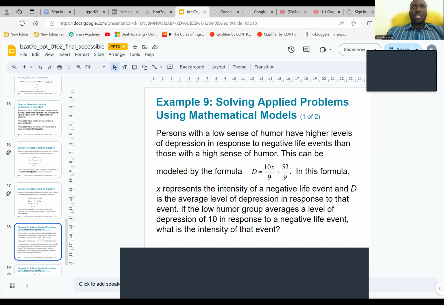And we are given that the low humor group averages a level of depression of 10, so that means D, the level of depression, is 10, right? So D is 10, and we are to find the intensity of that event, and we are told x represents the intensity of that event. So we are given D is equal to 10. So we substitute D is equal to 10 and we try to solve for x. All right, so let's go to our blackboard.